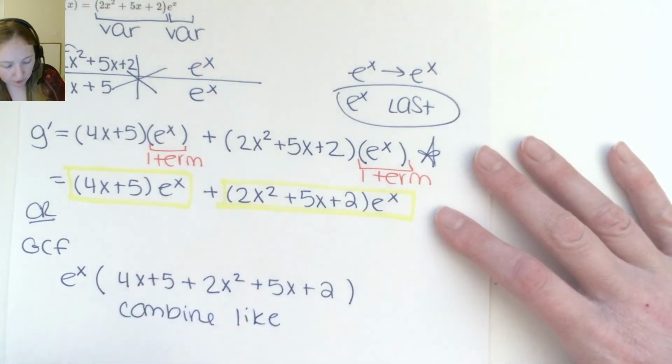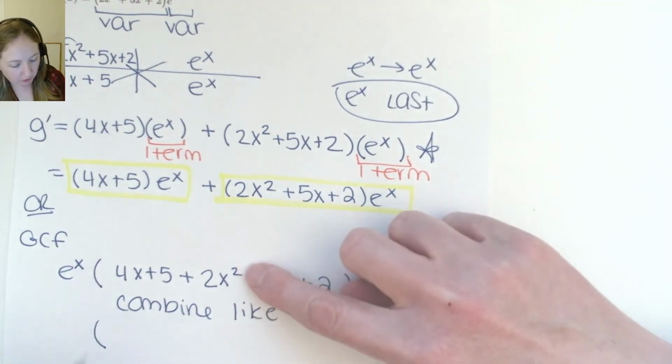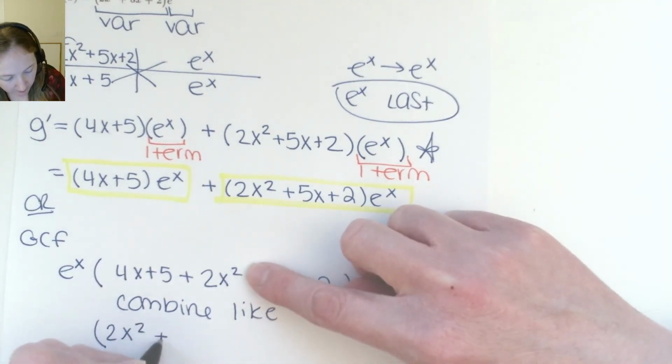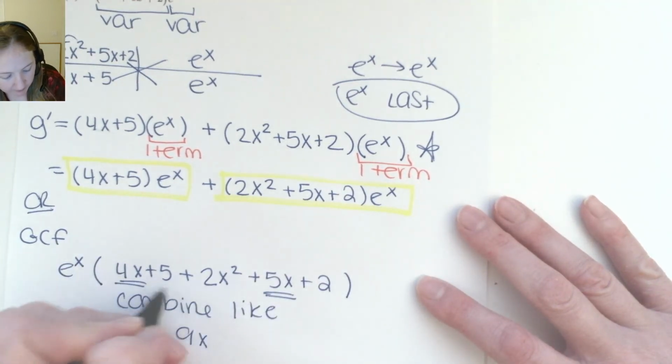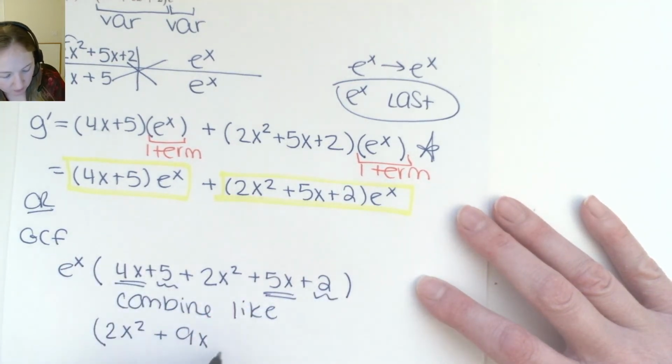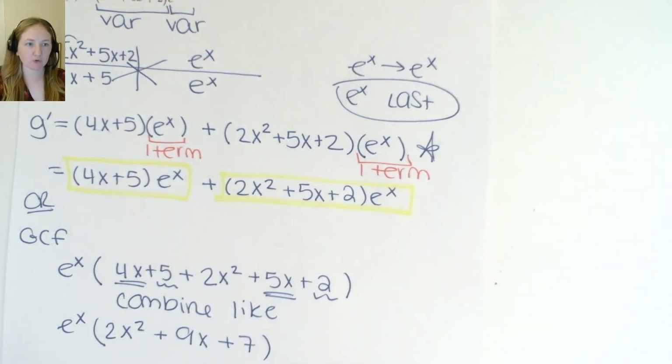And then once you do that division process, you could then combine your like terms. And there are like terms in that parenthesis. Of course, you have a 2x squared to start, and then a 4x plus 5x to give you a 9x, and then a 5 plus 2 to give you a 7. And of course, the e to the x will follow straight down.